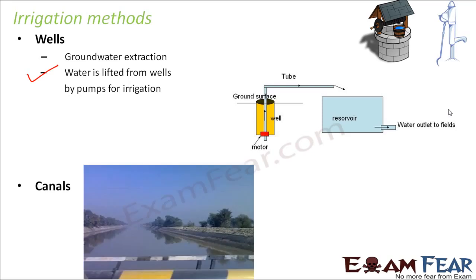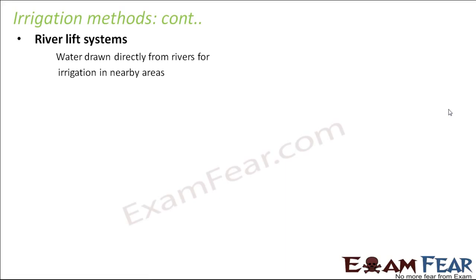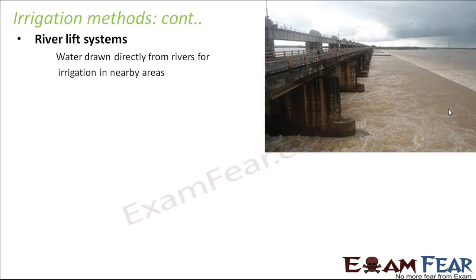The next method could be the canals. As you can see, these are the canals which can act as a good source of water, and the water from these canals can be used to irrigate the nearby field. Another could be the river lift systems, that is, water is drawn directly from rivers for irrigation in nearby areas. The concept will remain the same, just that the well is replaced by a river. So instead of the well, you have the river, and the water is lifted using pumps which are fitted within the river lift systems, and then that water is used for watering the nearby fields.